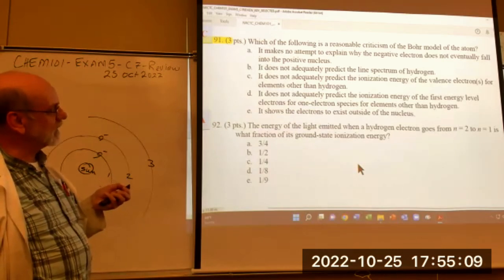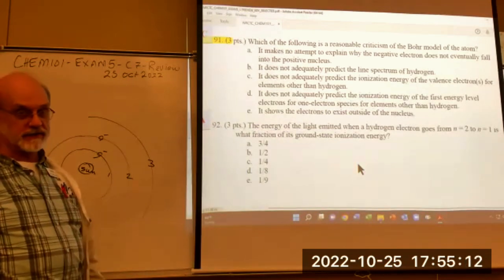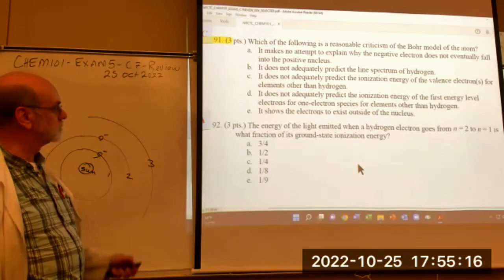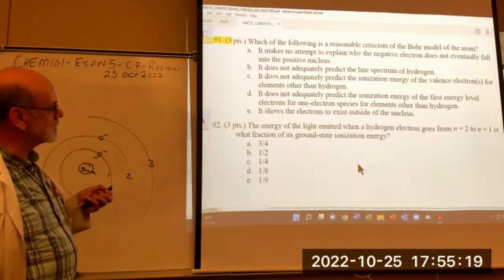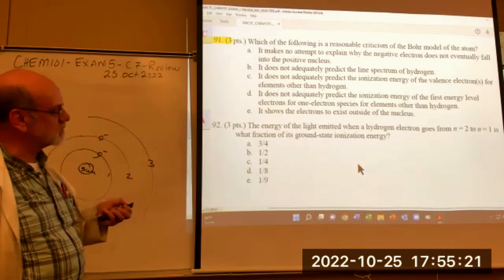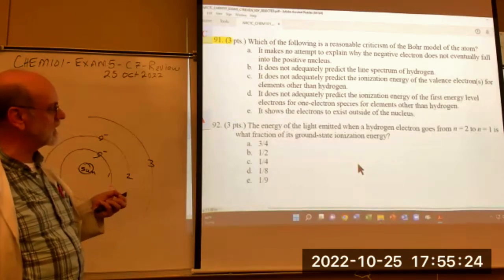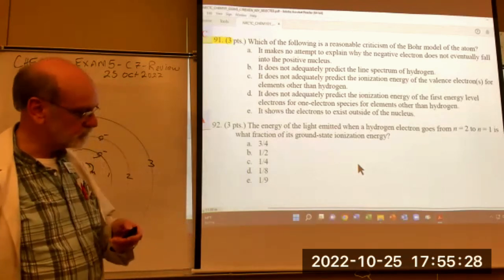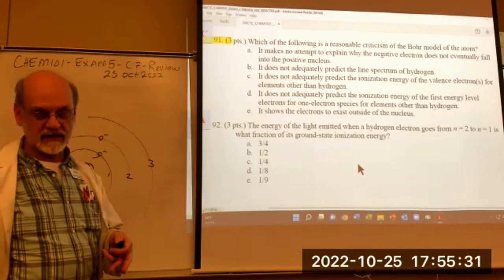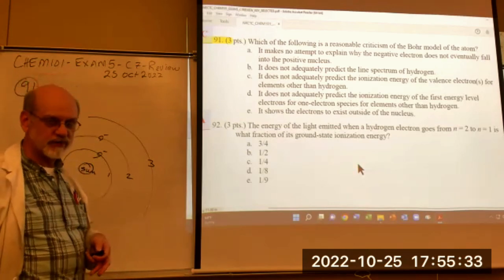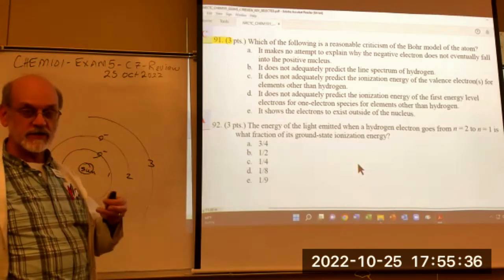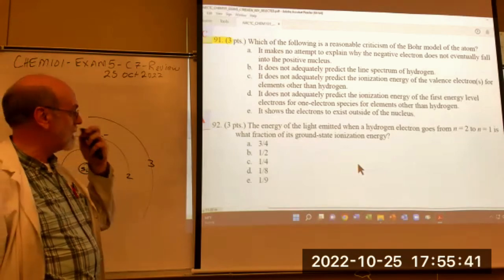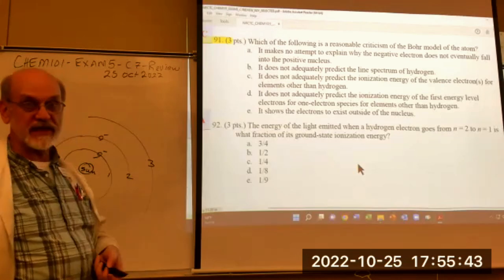It does not adequately predict the line spectrum of hydrogen. Oh, yes, it does. We can't criticize it for that. It does that very well. C, it does not adequately predict the ionization energy of the valence electrons for elements other than hydrogen. That's true. It can estimate, but it does not predict accurately the energies of any non-hydrogen atoms. Oh, we found our answer. It's C.